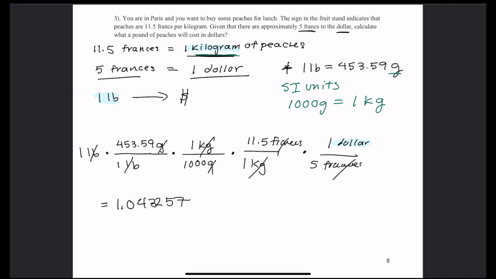I'll get my answer as 1.04327. And since we are calculating a pound, which is just 1, our significant figure is 1. So just round it to here, cut it off. So that means 1 pound of peaches is equal to $1. Sorry, my dollar sign just didn't work. And that's how you solve it.